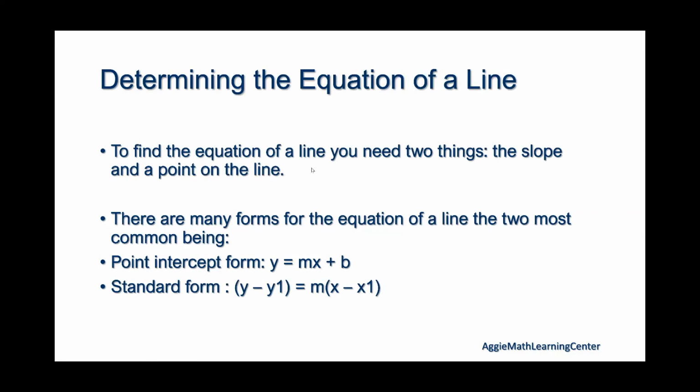So just a brief overview. To find the equation of a line, you need two things: the slope and a single point on the line. There are many forms for the equation of a line, but the two most common are y = mx + b, and the point-slope form, y - y1 = m(x - x1). I know for a fact that in this class we've focused on the slope-intercept form, but the other form is also useful. You can use either.